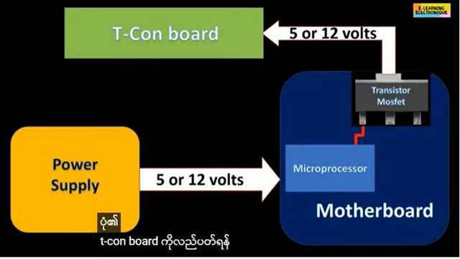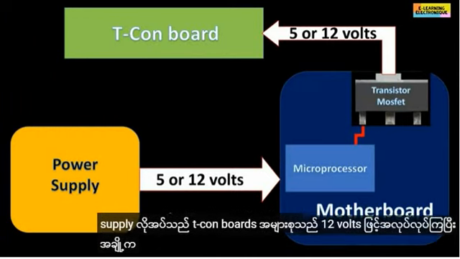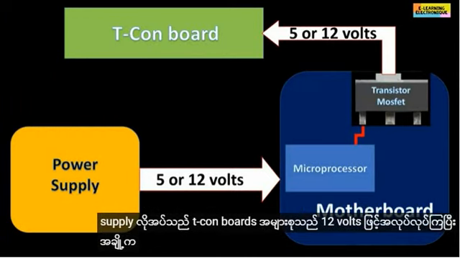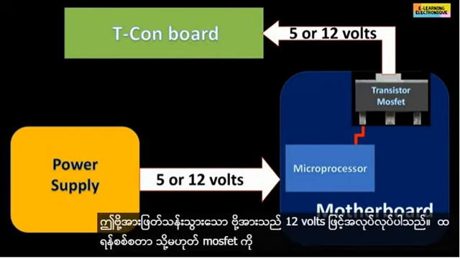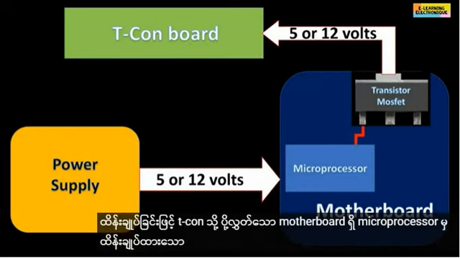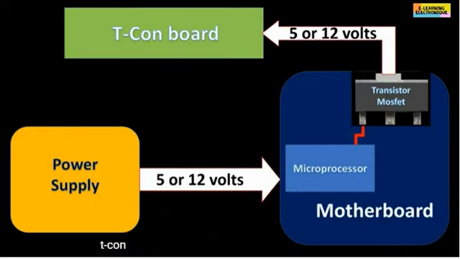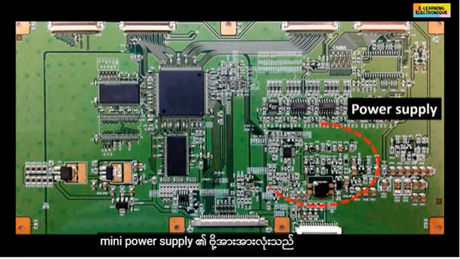To operate, the T-Con board needs a power supply. Most T-Con boards work with 12 volts. Some work with 5 volts. The passage of this voltage from the main power supply to the T-Con goes through the motherboard. This voltage is controlled by the microprocessor on the motherboard, which transmits it to the T-Con by controlling a transistor or a MOSFET.